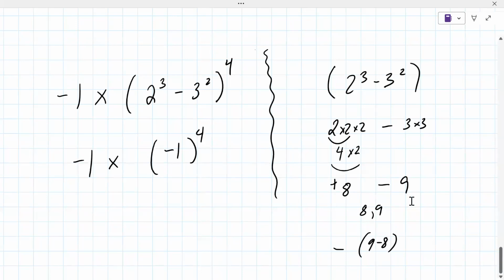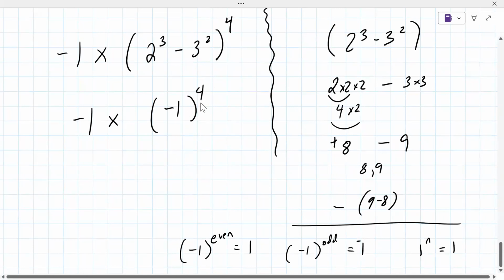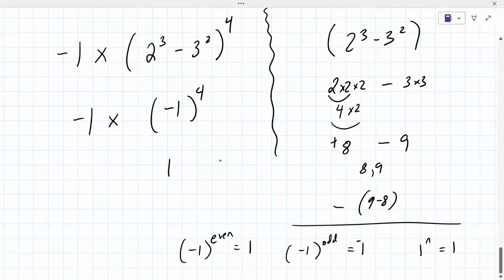Okay. Last time we talked about this idea that -1 to an even power is 1. -1 to an odd power is, I'm sorry, is -1. And then 1 to any power is 1. So what does -1 to the power of 4 become? -1, because it's odd. No, sorry, 4 is even? Positive. Yeah, +1. So it's -1 times 1. What does that become? +1.